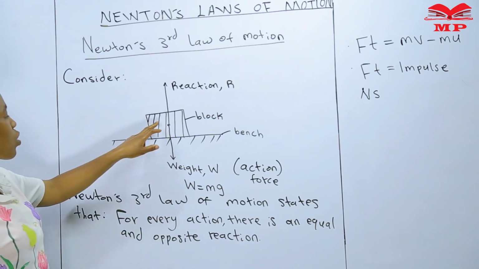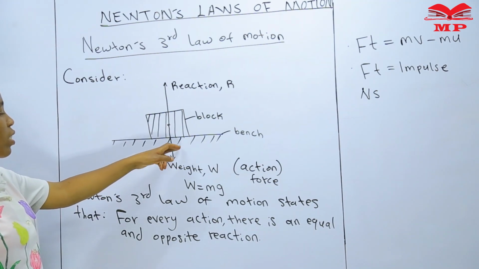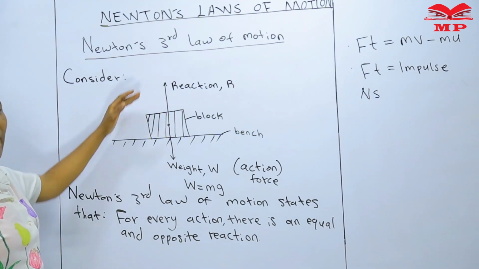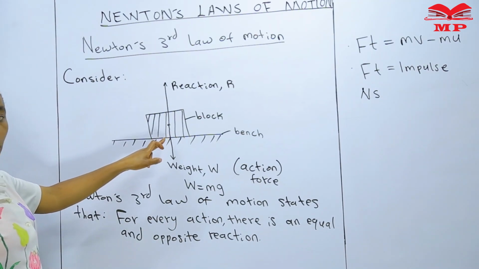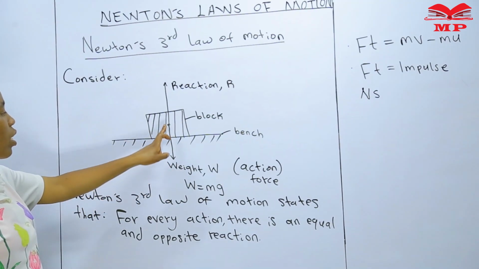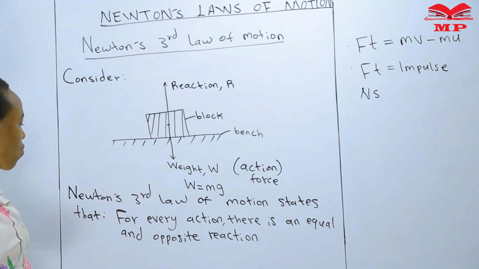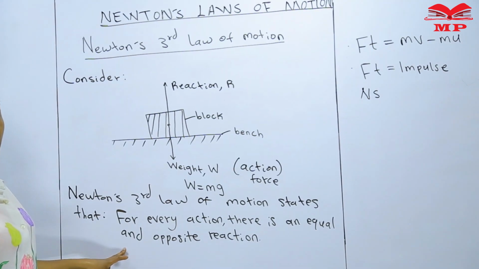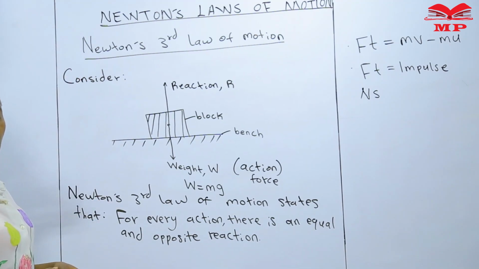When this block is placed here on the bench, it will exert some force, and the bench in return will exert some other force on the block. These forces are equal, but they act in opposite directions. So we have the weight acting in this direction, and the reaction acting in the opposite direction. Therefore, for every action, there is an equal and opposite reaction, and that is what we refer to as Newton's third law of motion.